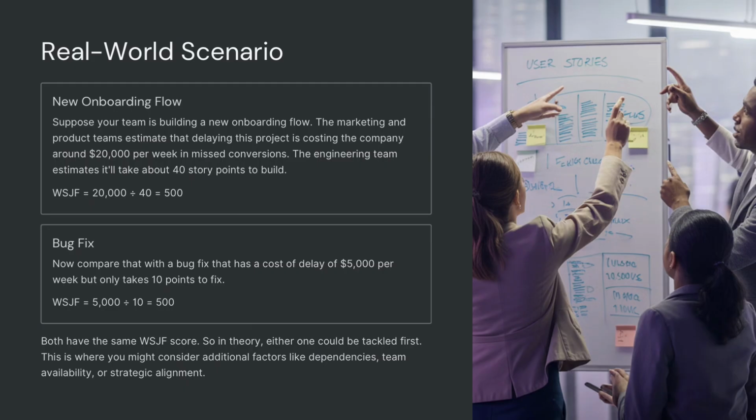If we connect this to the bigger picture, this is where other factors have to come in. Are there dependencies? What's the team's current capacity or skill set? Does one align better with a strategic goal that isn't easily quantified? WSJF gives you a powerful data point, a starting point for the conversation, but it's a tool to inform judgment, not replace it entirely. It informs, it doesn't dictate. That makes sense. It's a guide, not an oracle.